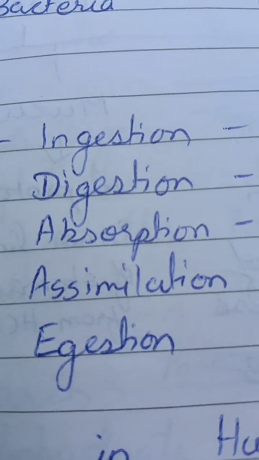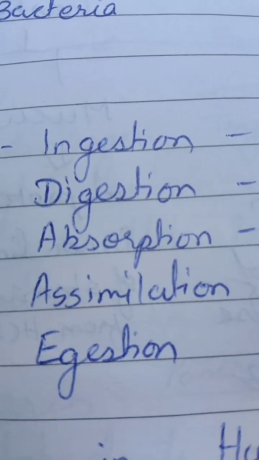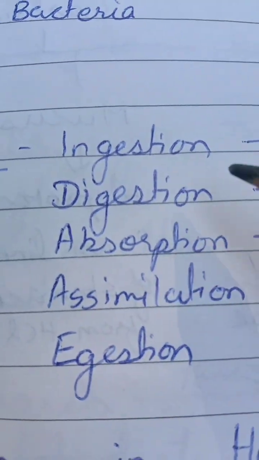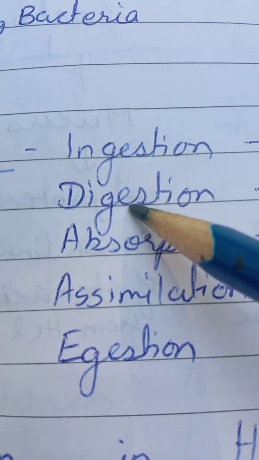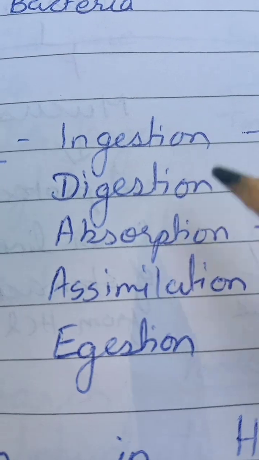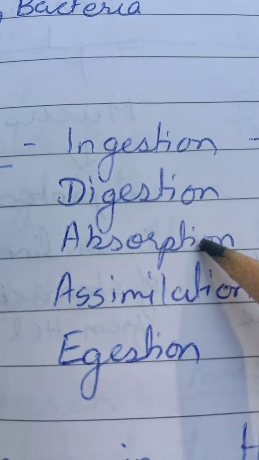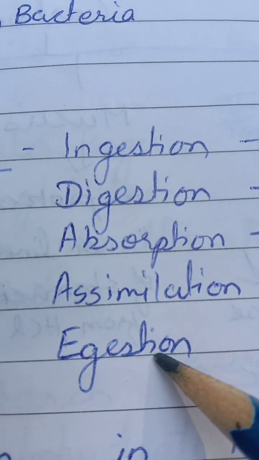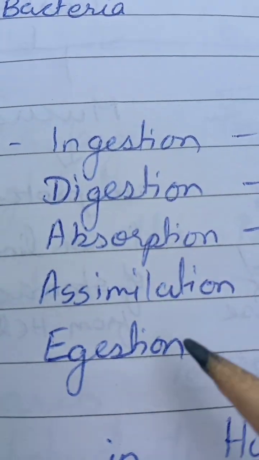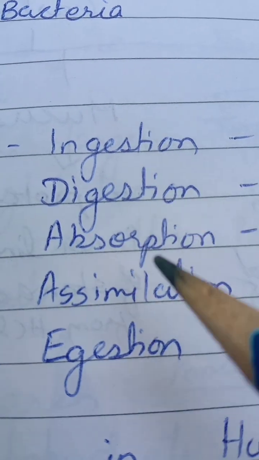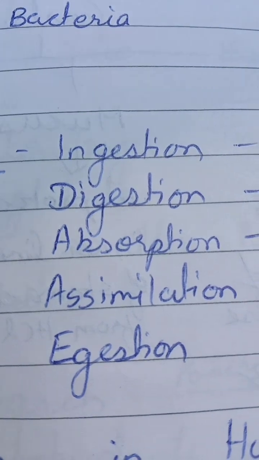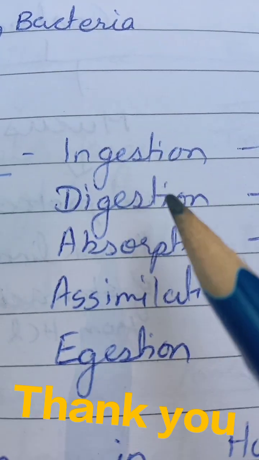Now, we already discussed nutrition, that means food getting inside. Wherever the food is getting inside, it undergoes the following steps of nutrition: ingestion, digestion, absorption, assimilation, egestion. We'll discuss this based on amoeba and also in our human beings. So first we will discuss amoeba, it will continue.